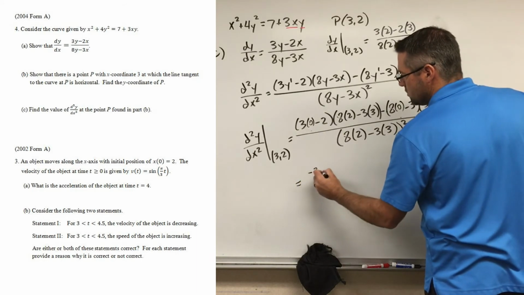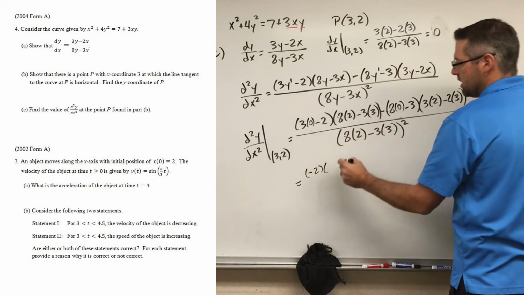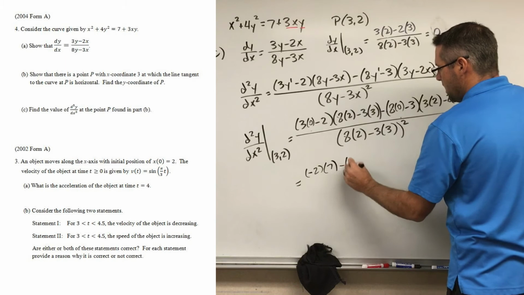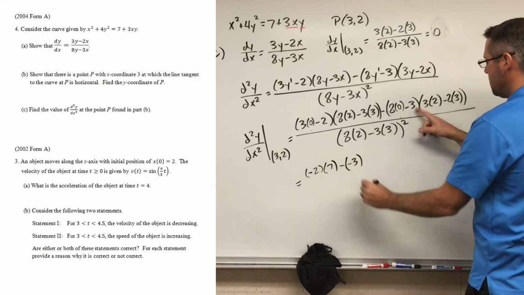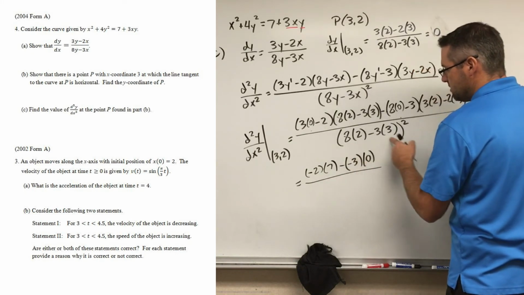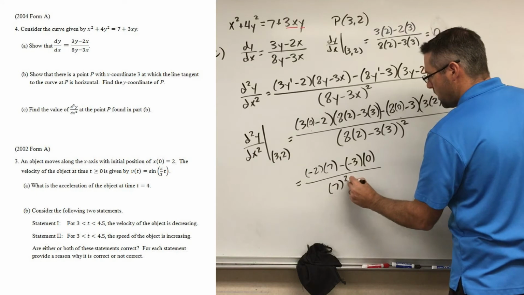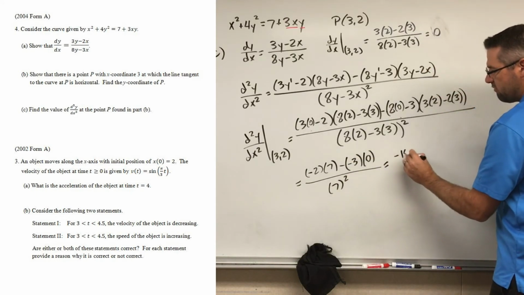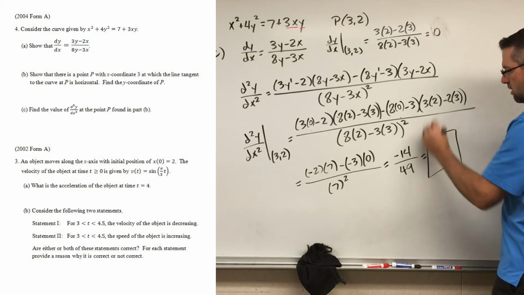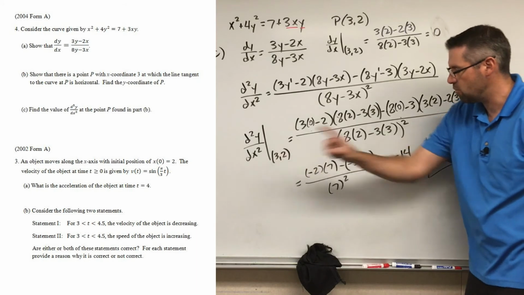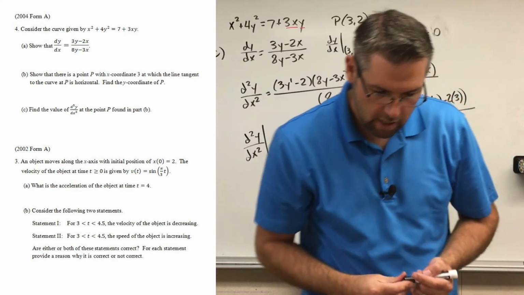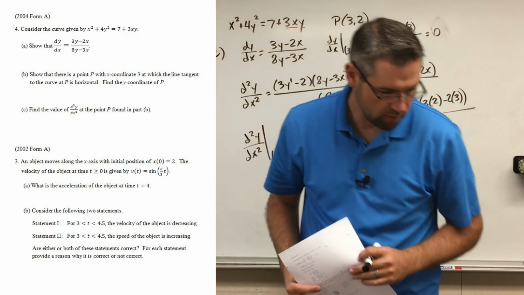So we end up with negative 2 times, let's see, that's 16 minus 9, 16 minus 9 is 7, and then minus negative 3, and then that's going to be 6 minus 6, which is 0, all over 16 minus 9 again is 7, all squared. Simplifying that further, we end up with negative 14 on top, 49 on the bottom, and that can simplify to negative 2 over 7. And so we end up with the second derivative at that point being negative 2 over 7. All right, so that is one FRQ that I wanted to go over.